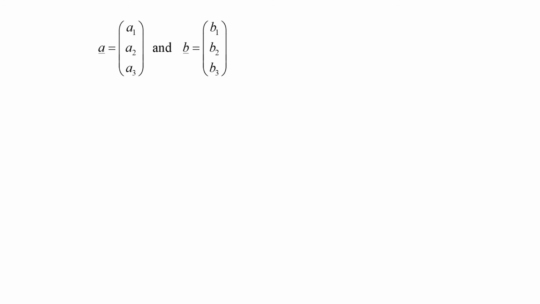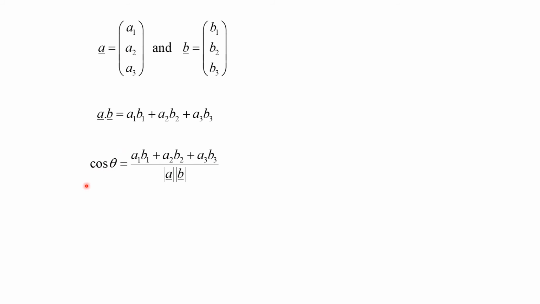If you are given vectors A and B in component form, this is how you identify the dot product. You multiply the component A1 with B1, followed by addition of A2 with B2 and A3 with B3. So this is how you identify the dot product given the vectors in component form.